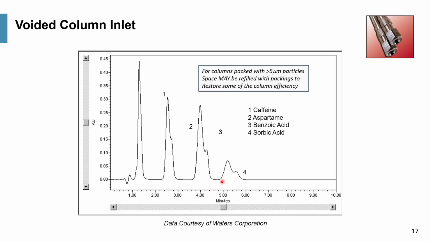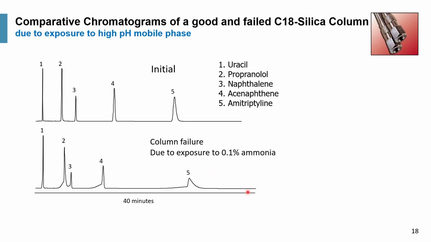So here's some chromatograms showing a voided column. Voided column means that somehow a column inlet develops a void, and you get this type of really bad chromatography. Sometimes the peak is even split over here. Now, most columns, as I mentioned, would not stand high pH mobile phase above 8. So here's a situation where the column is exposed just for a minute to 0.1% ammonia, and you can see that actually the column gets voided. And once you have this type of situation, you just have to throw the column away.